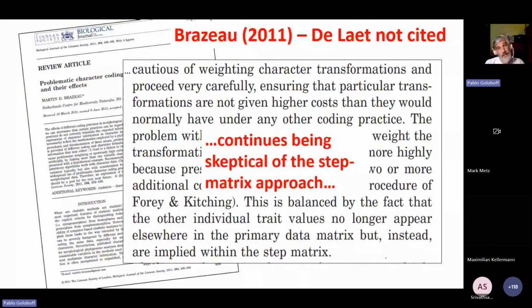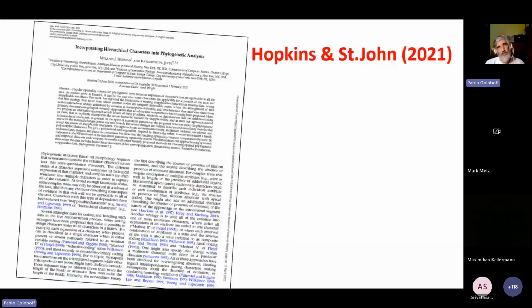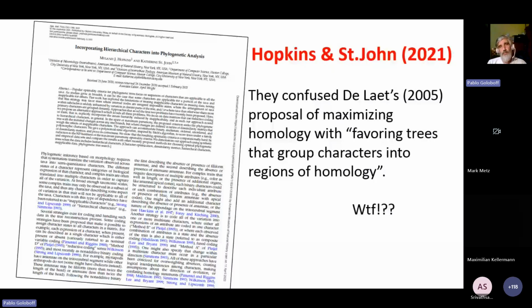Then you have another paper about which there isn't much to say, by Hopkins and Sanchon, 2021. They really did not consider the Laet at all. They actually confuse the Laet's proposal with favoring trees that group characters into regions of homology. That's what they say that the Laet proposed. The Laet never proposed that. I really don't know what they mean, because the Laet never spoke about grouping characters into regions of homology. So I'm not sure what they got from the paper.